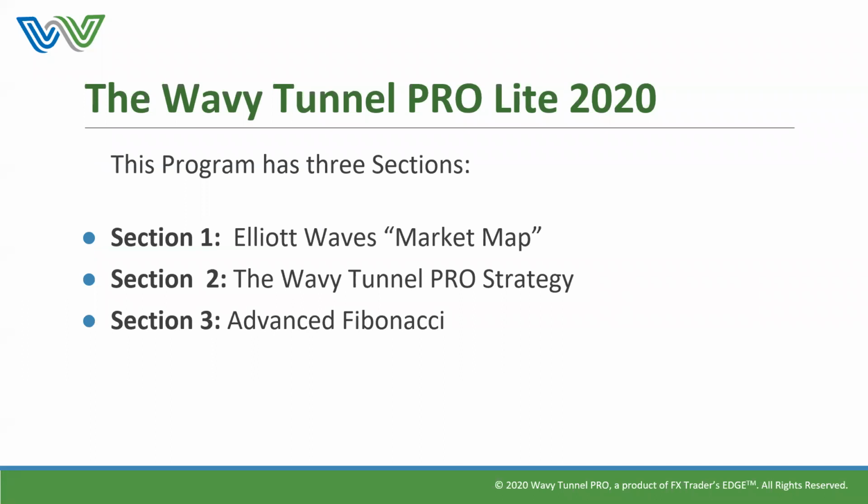The Wavy Tunnel Pro Lite 2020 has 3 sections. One is the Elliott Waves market map. So you will spend time really understanding the market map and internalizing it, and looking at examples and posting examples in our forum. Section 2 is all about drilling down on the 6 Wavy Tunnel setups as part of the overall Wavy Tunnel Pro strategy. And section 3 is on advanced Fibonacci, how we use Fibonacci with the Wavy Tunnel Pro strategy. And as you know, Fibonacci is the analysis used in Elliott Wave analysis as well.